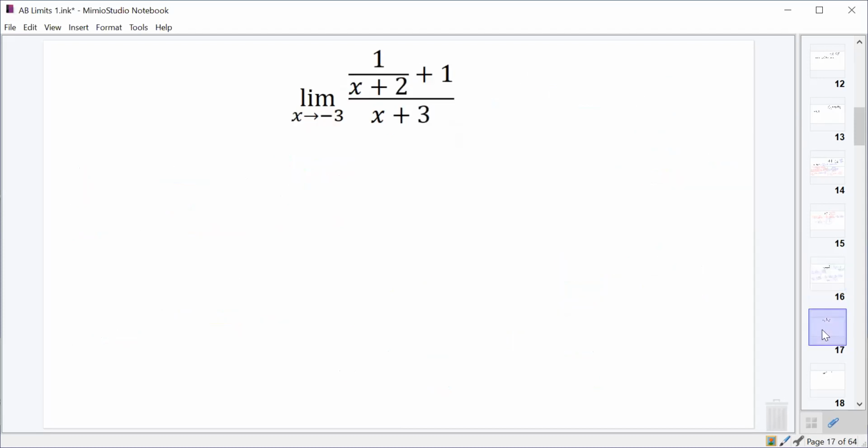You guys want to try and do one on your own? All right, I'll give you guys, I don't know, maybe 2 minutes to try and work through this one. Sort of similar to the last one, you got a complex fraction. So you're going to want to do a similar thing with getting a common denominator up here in the numerator. So I will give you guys about 2 minutes to look at that one and then we'll go through it together.